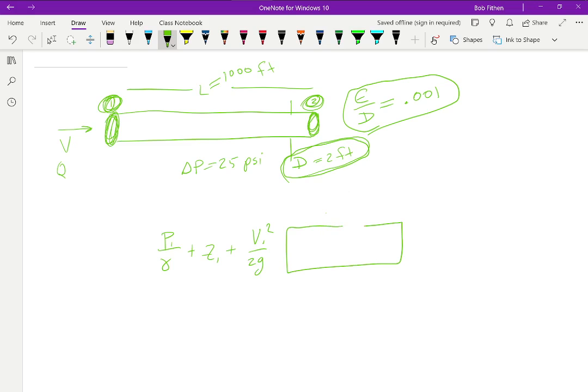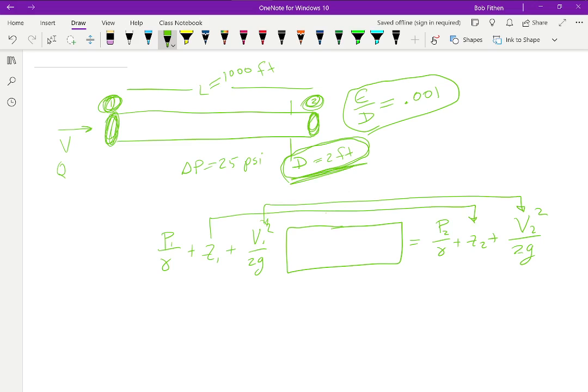Here, you have all your losses. Okay, I'm going to just put a box there for the minute. In the general state, the pipe diameter didn't change, so these remain the same. The elevations remain the same. So what you end up with is P1 minus P2 over gamma is equal to whatever this loss was. Turns out this is minus F L over D, V squared over 2g.